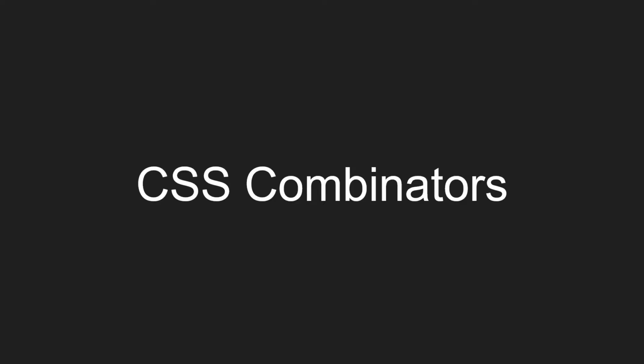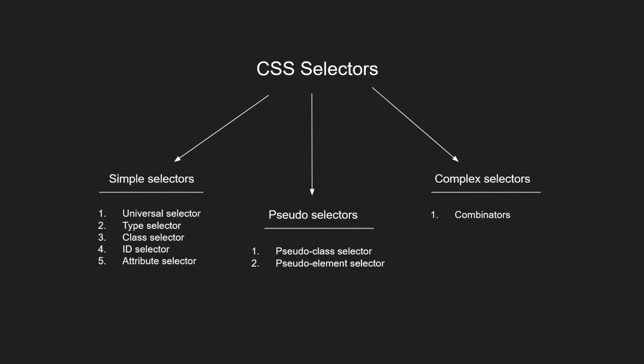In part 1 and 2 of this video series, I talked about simple selectors and pseudo selectors. In this final part, I want to talk about CSS combinators. So, in the previous two videos, I showed you this infographic. We have so far covered simple selectors and pseudo selectors. In today's video, we will be covering the combinators.